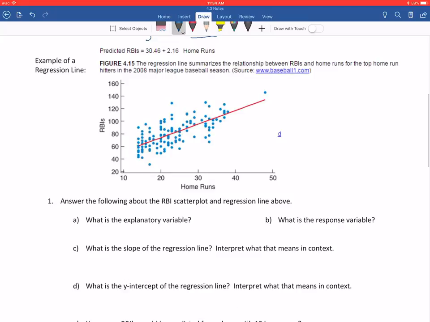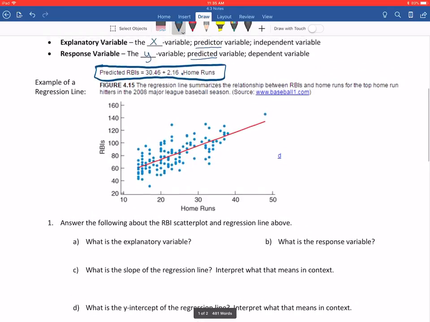Okay, so here's an example of a regression line, and this is actually an output from StatCrunch. So again, here's your line. This is the equation of the line. Predicted RBIs equals 30.46 plus 2.16 home runs. And again, they don't put any symbol here, but what's happening right there is multiplication. Okay, so here we've got our image. Here's our scatter plot down here. They've got that regression line drawn on it. And then they want us to answer some questions.